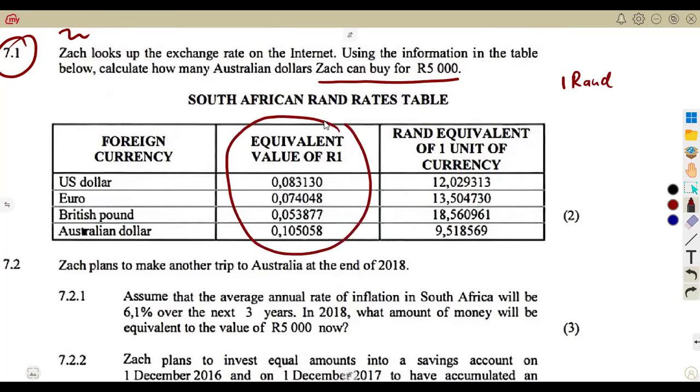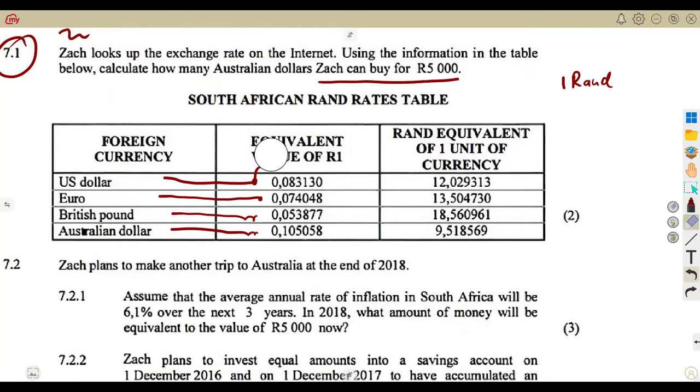It is equivalent to what? It is equivalent to this in the US dollars, this one in the euros, this one in the British pound, this one in the Australian dollar. That is what it means there. That is what it means. 1 rand is equal to what?